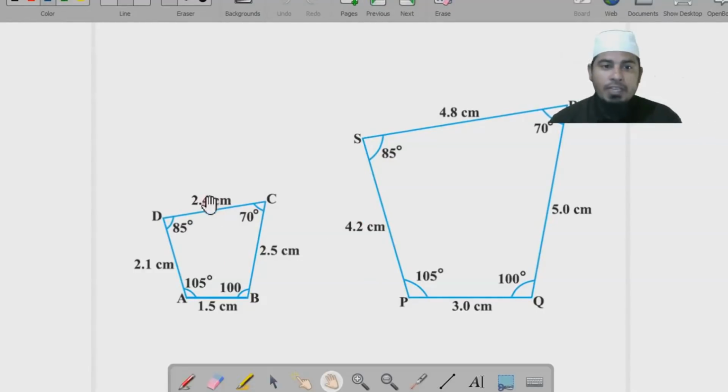How? If you see the ratio of each and every side, 2.4 and 4.8, if you divide, you'll get a ratio of 1 by 2. 2.5 by 5 is 1 by 2. 1.5 divided by 3 is 1 by 2. 2.1 divided by 4.2 is 1 by 2. Everywhere the corresponding sides are in the same ratio and all the corresponding angles are equal. So according to the definition, these two figures are similar.